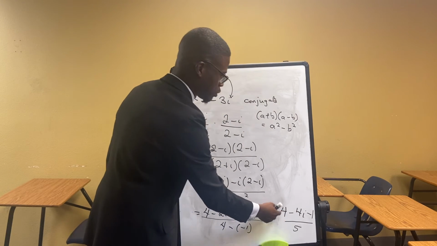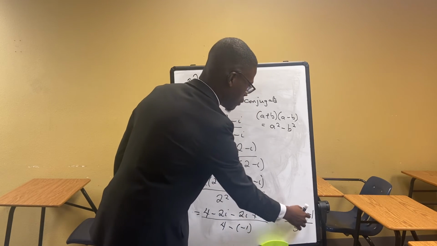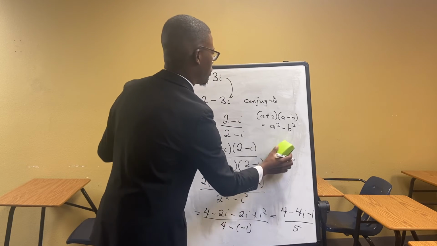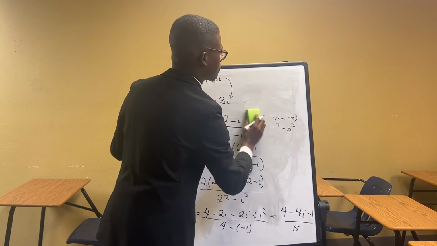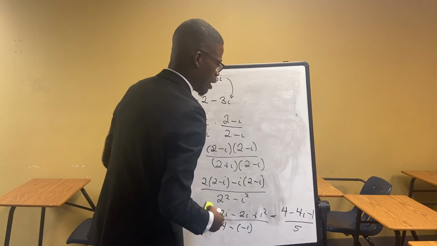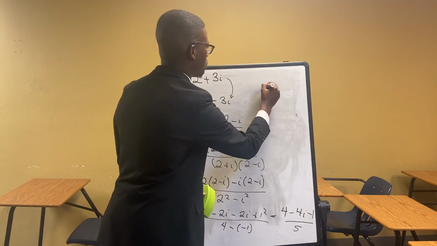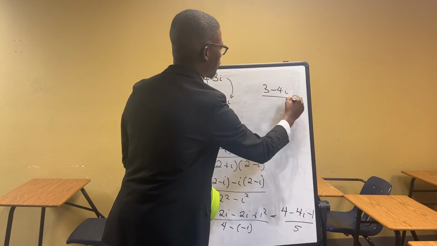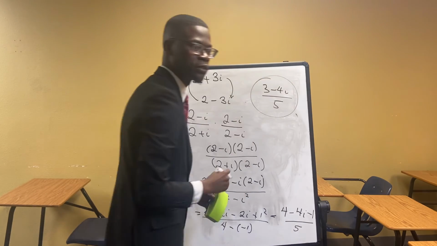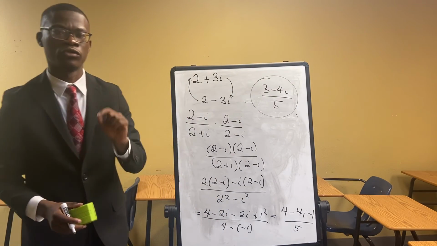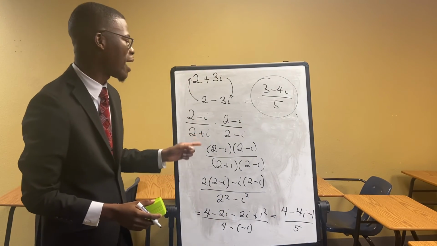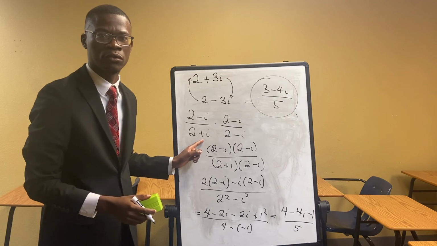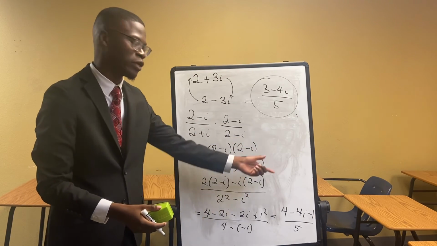So we simplify this further. Let me just write this up real quick. Then we have 4 minus 1 is 3, minus 4i, divided by 5. And that's your final answer. So in division, remember, you just multiply by the conjugate of the denominator and you just solve, multiply, solve, and you get your answer.